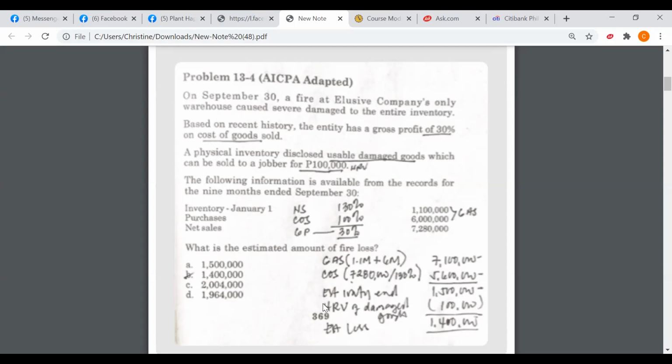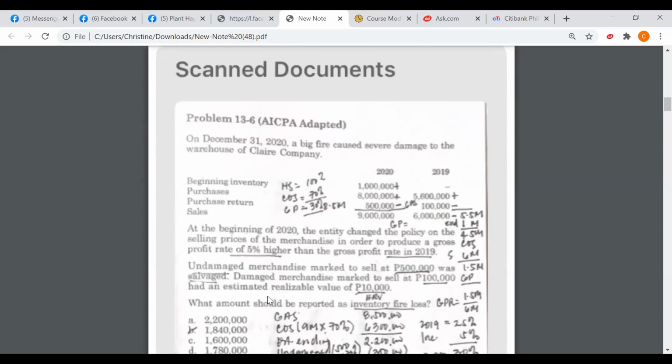But there is still a usable damaged goods of 100,000. So therefore, the total loss is 1,400,000. So that makes your letter B. So we already have a comparison of on sales and on cost.